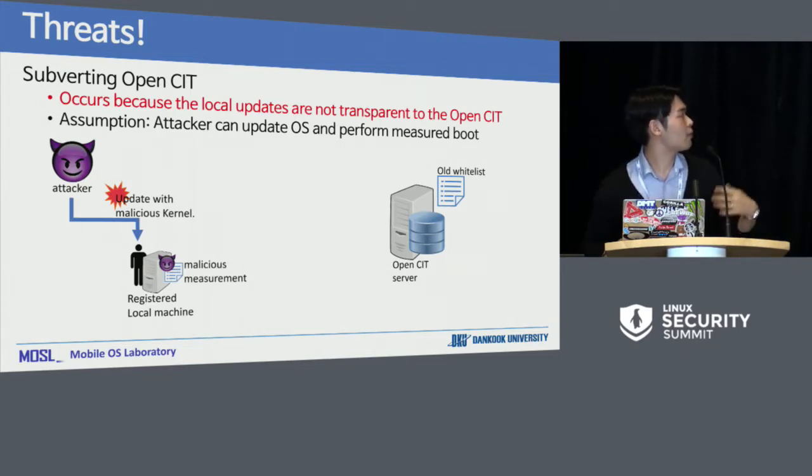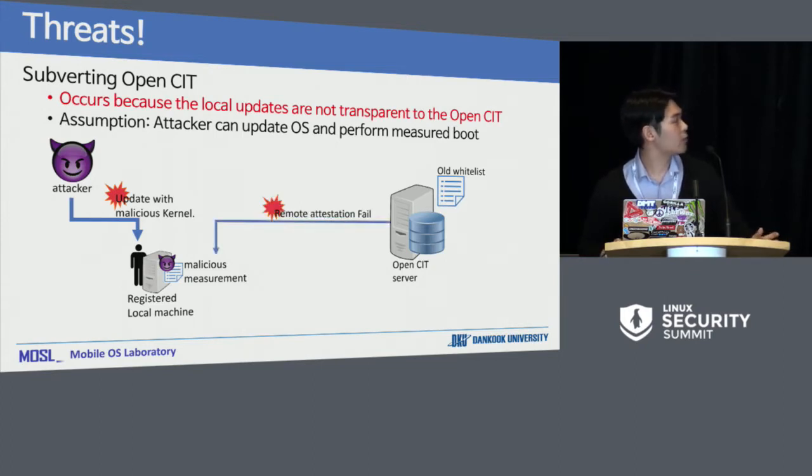And TPM will measure the malicious kernel, creating the malicious measurement. And then the OpenCIT, who has no idea about the local updates, will try to perform the remote attestation and eventually fail.